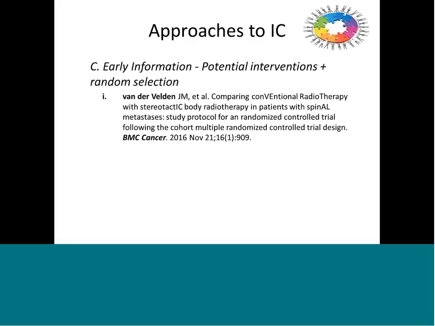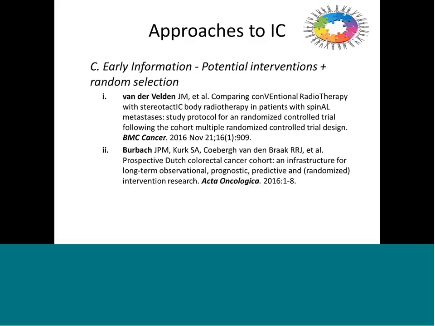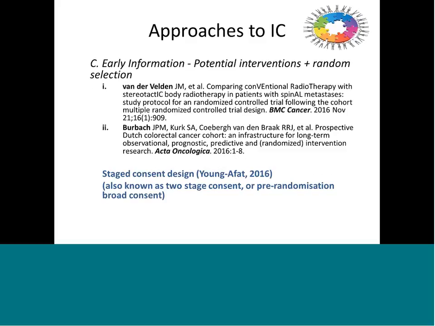A third approach is one that's being pioneered by the people over in Utrecht in the Netherlands. This is where the information that there are potential interventions, and that the allocation to the interventions is through random selection, is given at a very early stage, well before the trial actually starts. And then when people are randomly selected to the intervention group, they are informed about that. This is the approach being used by all the cohorts running in the Netherlands. So there are 2 examples there.